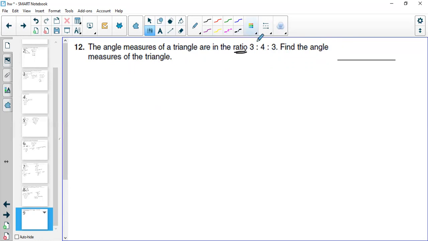Now, ratio means something has been divided in parts. Okay, something has been divided in parts, and then they will give you those certain parts. For example, a large pizza is always cut into 8 parts.